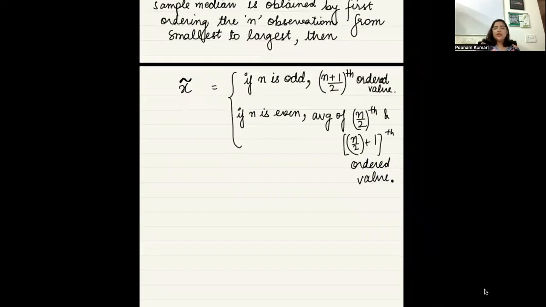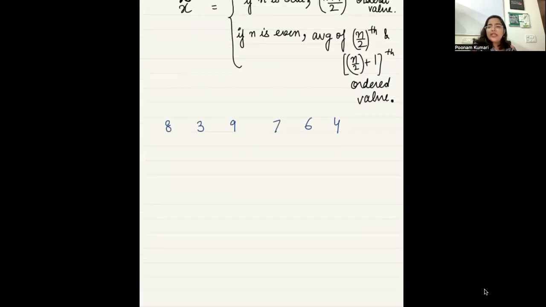Okay. So basically what that means is, let's say you have these data points: 8, 3, 9, 7, 6, 4. So what is your first step? You have to write all of this data in ascending order. So first you have 3, then 4, then 6, then 7, then 8, and then 9. So you have ordered the data. Now, how many data points do you have? You have 6 data points. So here n is even. So what will be your median?